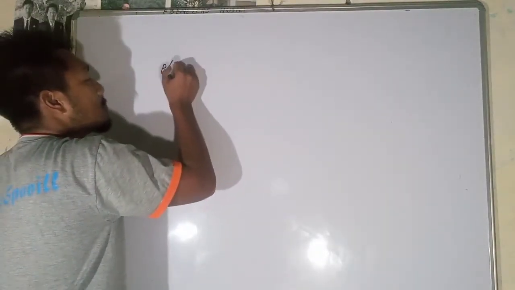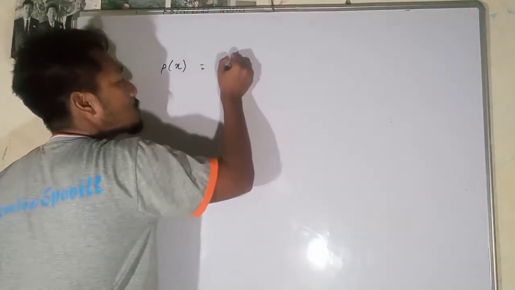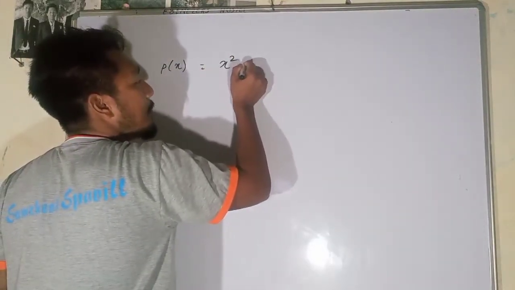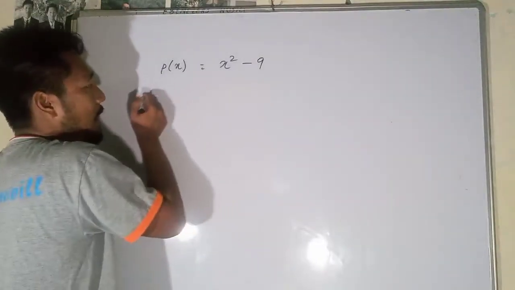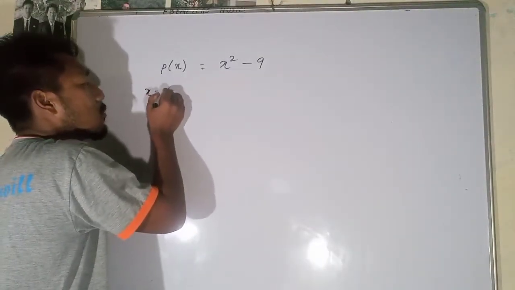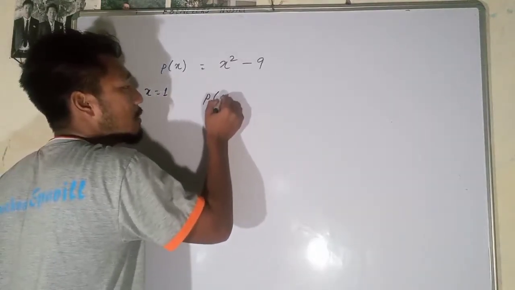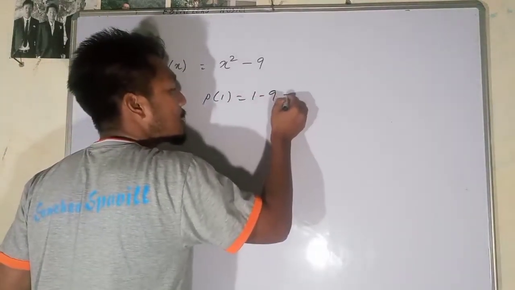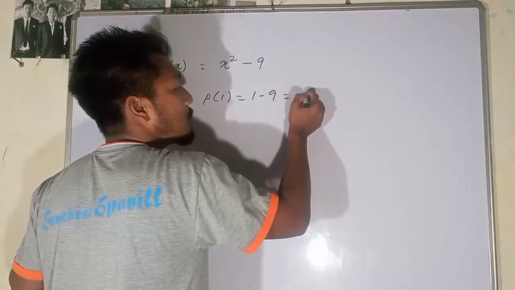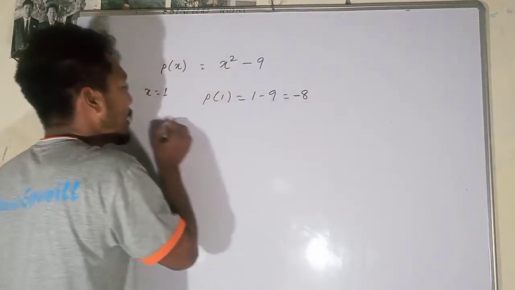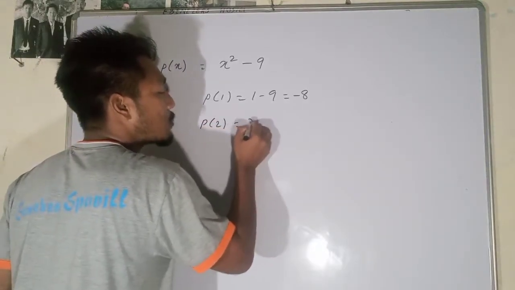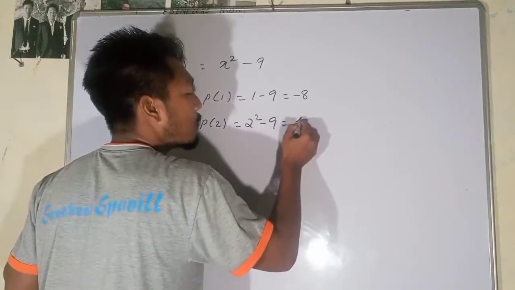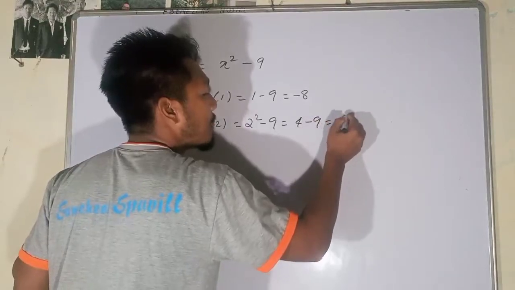Let's say p(x) is equal to x cubed minus 9. Now if you put x is equal to 1, surely p(x) will be 1 cubed, which is 1, minus 9, that is minus 8. Then x is equal to 2: 2 cubed minus 9, that is 8 minus 9, which becomes minus 1.